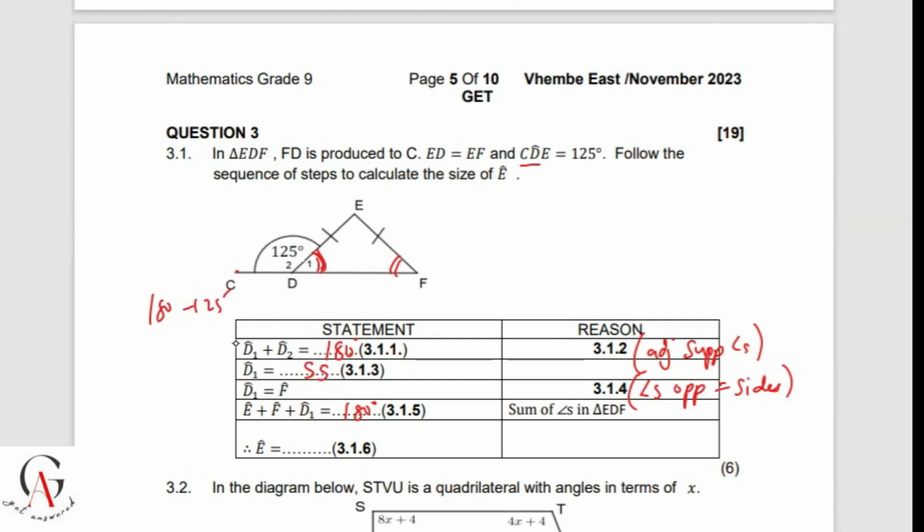Then they want us to get E. So if this is a 55, this is also a 55. We need to get E. So 55 plus 55 should give us 110. 55 times 2 is 110. Then 180 minus 110 is going to be 70. So that's how we would get the 6 marks.